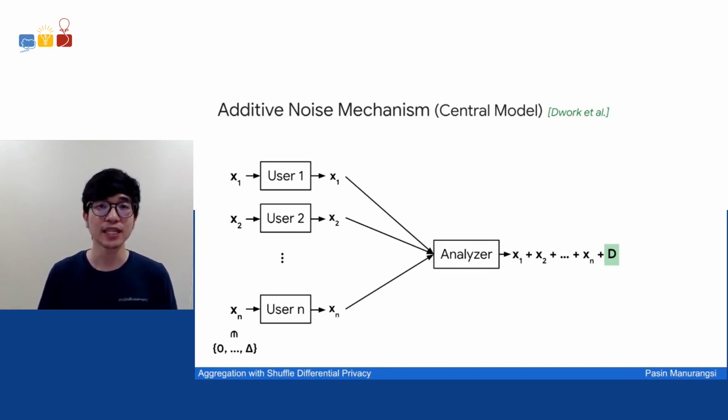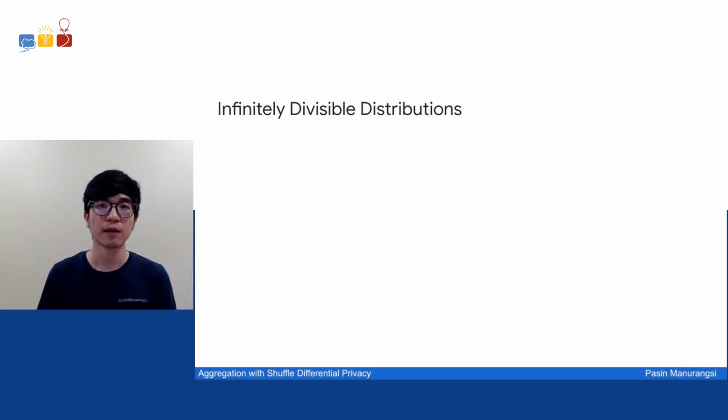And our main challenge here in the distributed setting in the shuffle model is that there is no central authority, there is no central analyzer to add this noise. So what this means is that the noise has to be added separately by all the users. In other words, we want to somehow divide this noise among all the end users. And the way we will do this is to use a property of distributions called infinitely divisible.